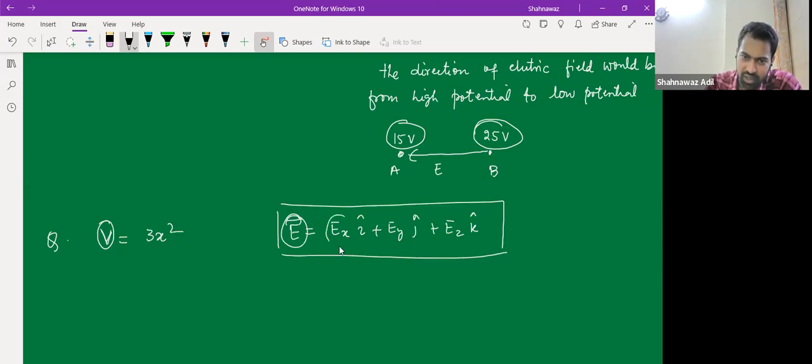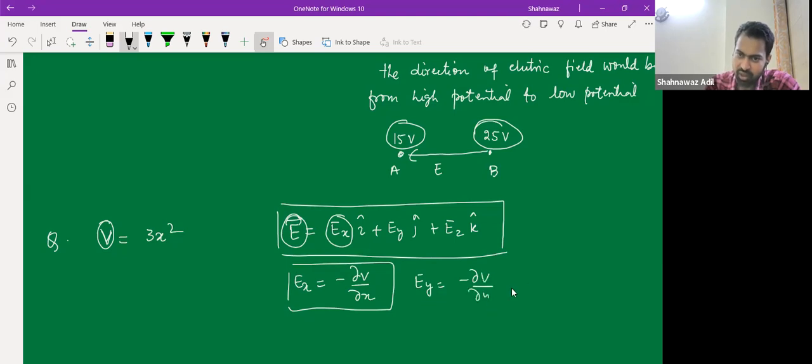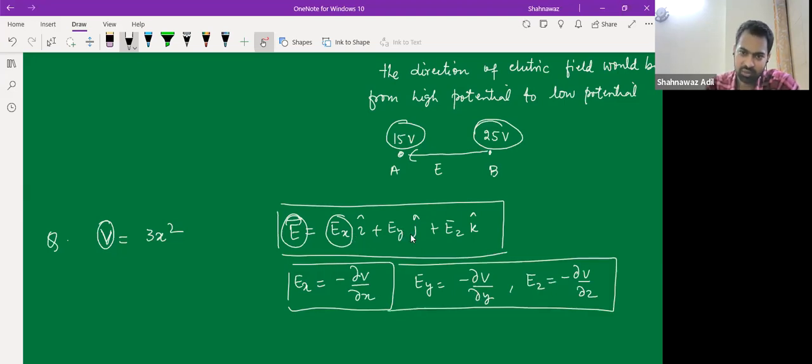And we can write Ex as minus of dV by dx, and we can write Ey as minus of dV by dy, and Ez as minus of dV by dz. Okay, guys, then we can plug in the values.